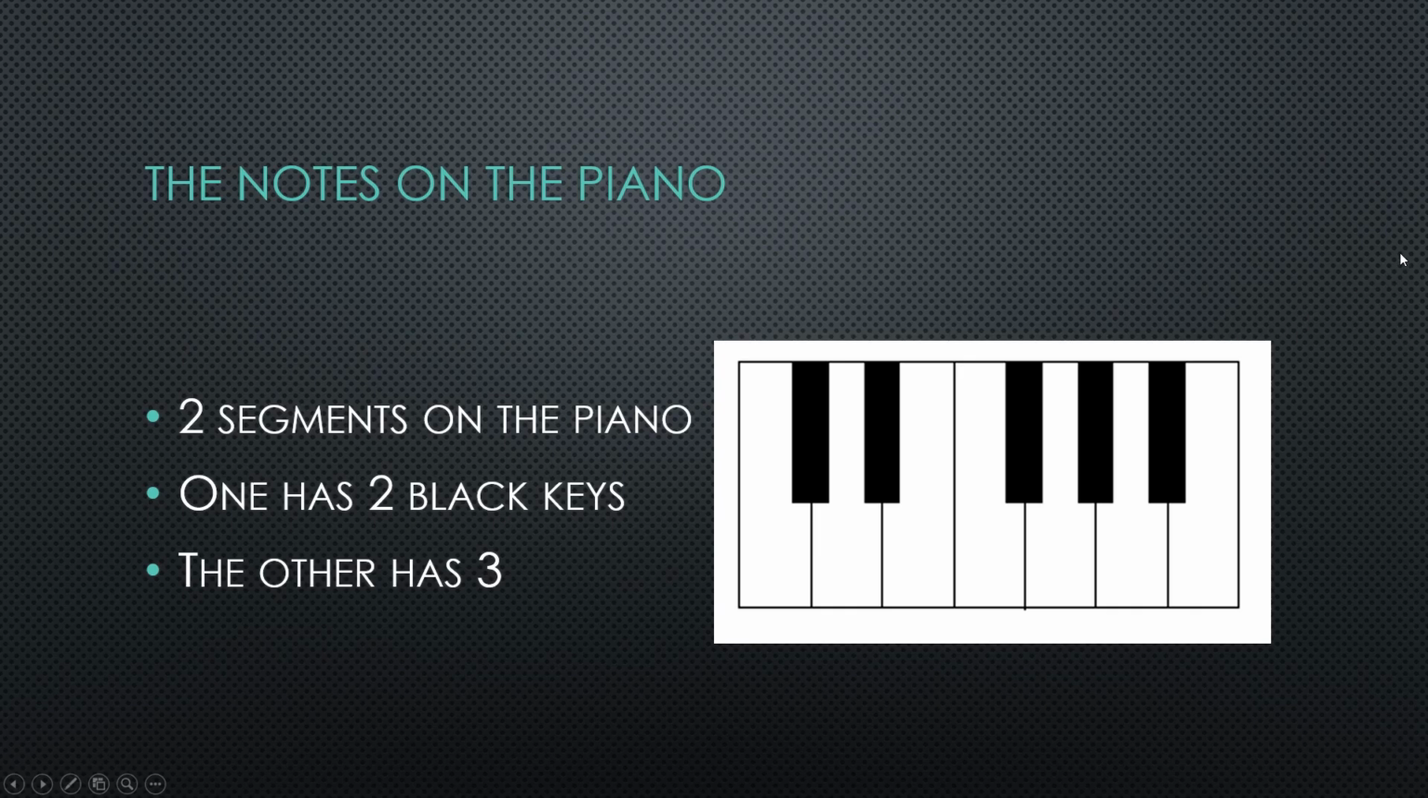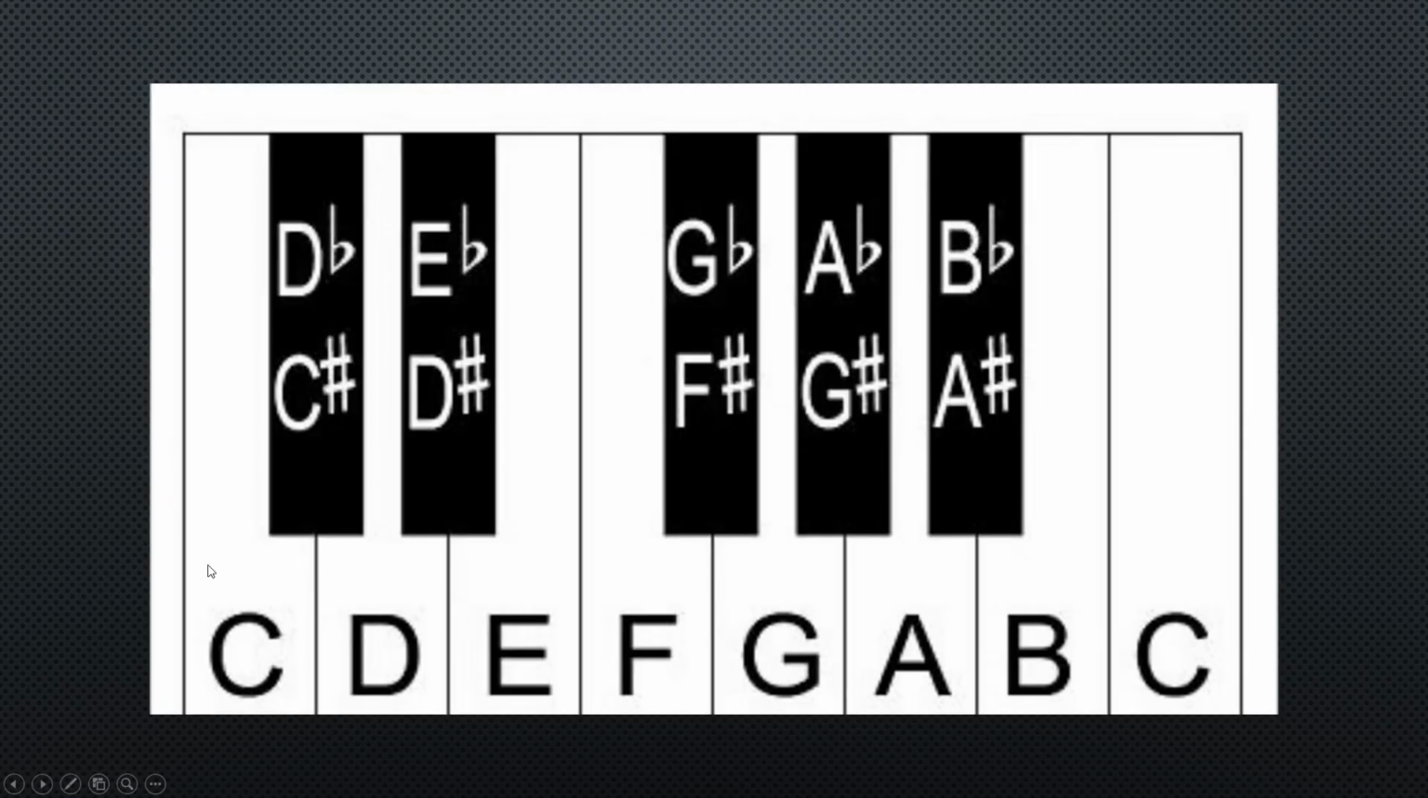Alright, first off, there's notes on the piano, believe it or not. There's two segments that we'll be able to use to identify the parts of the keyboard. One has two black keys, as you see, 1, 2, and the other has 3. So it's a section of 3 and then a section of 4. The first section is C, D, and E.